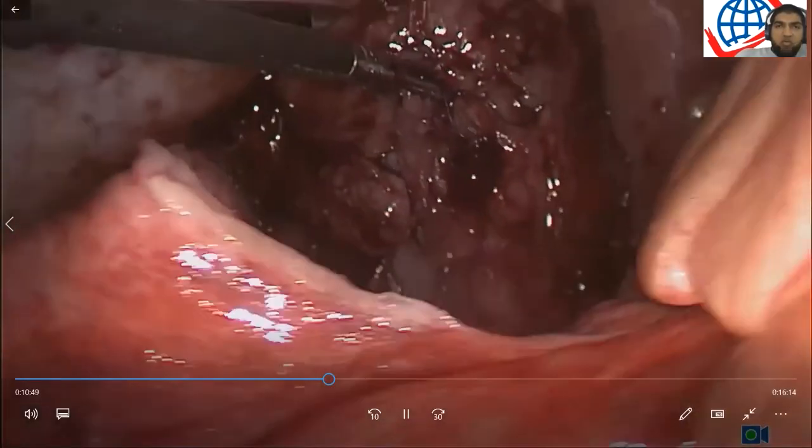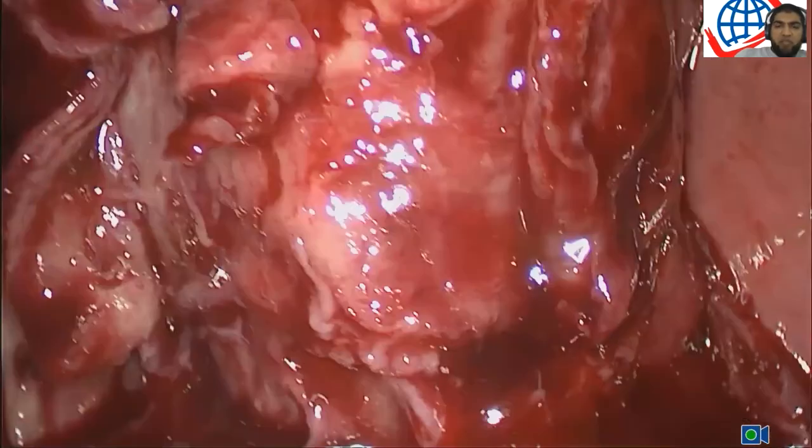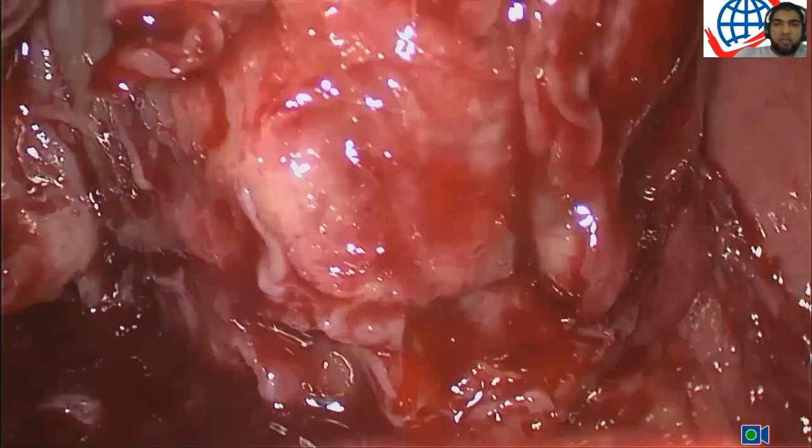You can see a global view here, quite a messy gallbladder, full of pus, and you can see how infected this whole area is.